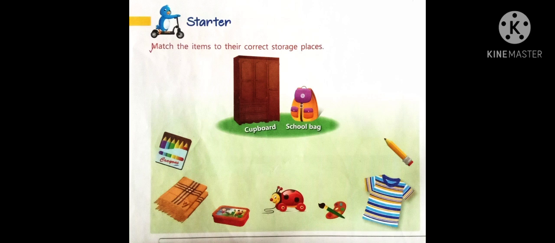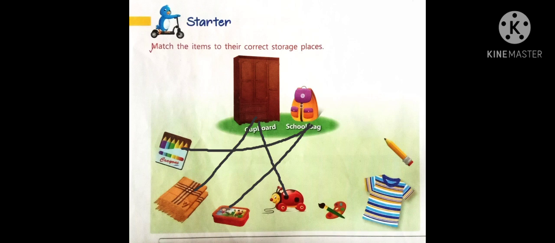So the first picture is of crayons. We store crayons in our school bag, so match it with the school bag. The second picture is of a quilt, and we store it in the cupboard. The third picture is of a lunch box, and we used to store it in our school bag. Now the fourth picture is of a toy, and we store it in the cupboard.